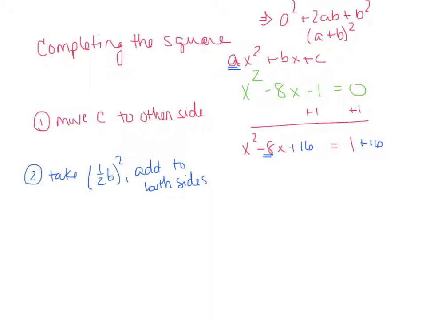So our next step is that we are going to factor the left-hand side. This is going to factor into x minus 4 squared. At the same time, we're going to simplify the right-hand side. And then we're going to finish with the square root property. So step number 4 is just to finish the problem with the square root property.